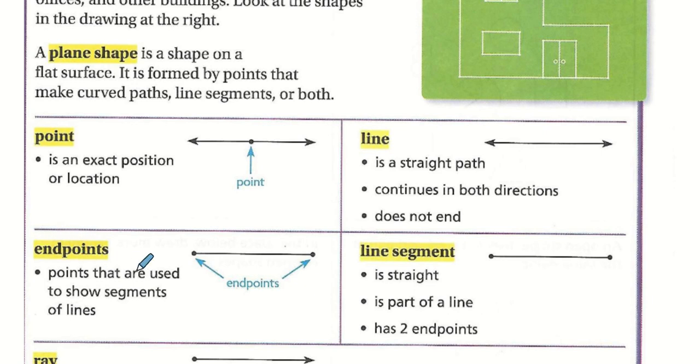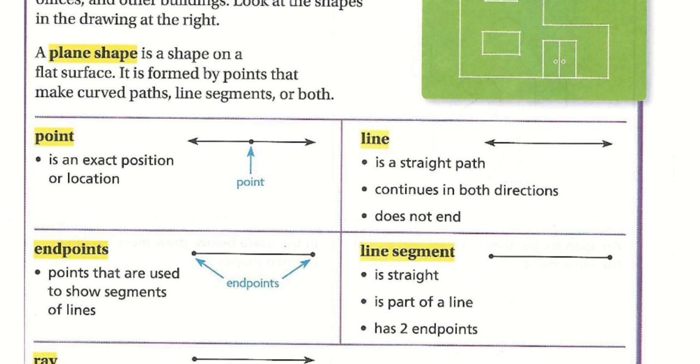Endpoints, right here, it says points that are used to show segments of lines. So if you have a part of a line, okay, there might be endpoints at the end to show you where it starts and stops. Okay, a line segment like this, or like this one, is also a straight path like a line, but it's only part of a line. Okay, and it has two endpoints.